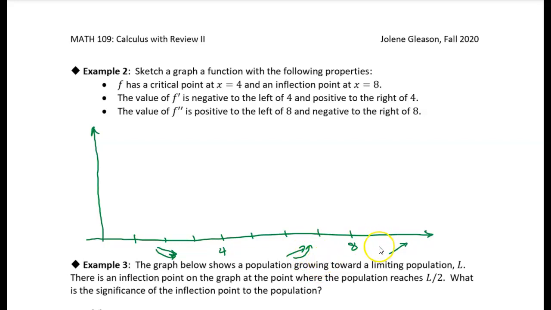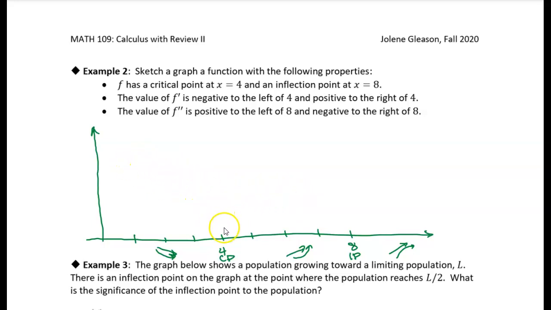Now we have this inflection point at 8. So I'm going to mark this IP and CP for critical point and inflection point, just so I remember that. So again, to the right of 8, it's negative, so it's concave down. But it's concave down and increasing, so it's going to have some curvature that looks like that. All right. Well, let's see if we can graph something that has those properties.